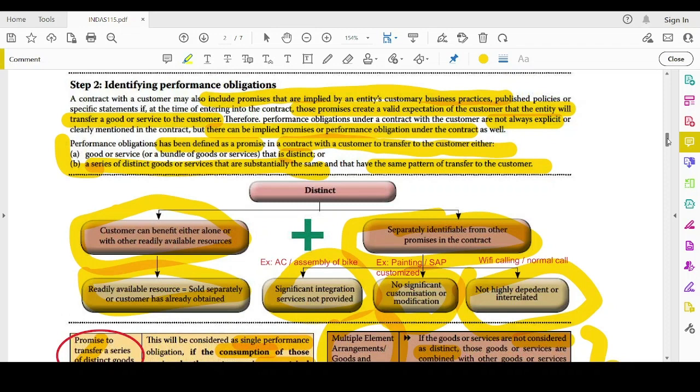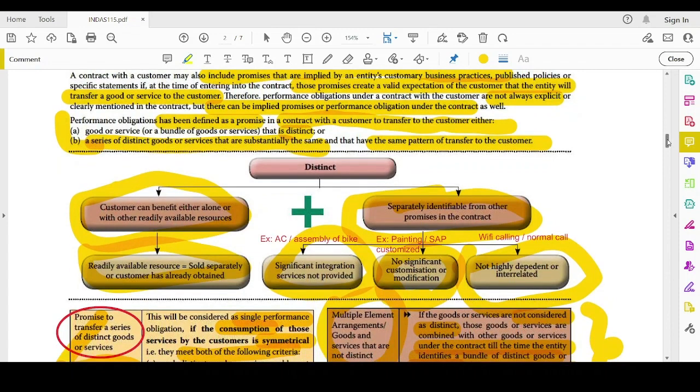For example, if I have obtained a newspaper subscription, it means I'm going to get the newspaper every day for 365 days without any delay. So it is a series of distinct goods or services that are substantially the same and have the same pattern of transfer. Every day I'm going to receive the newspaper before 8 a.m. at my desk, so that has the same pattern of transfer to the customer.